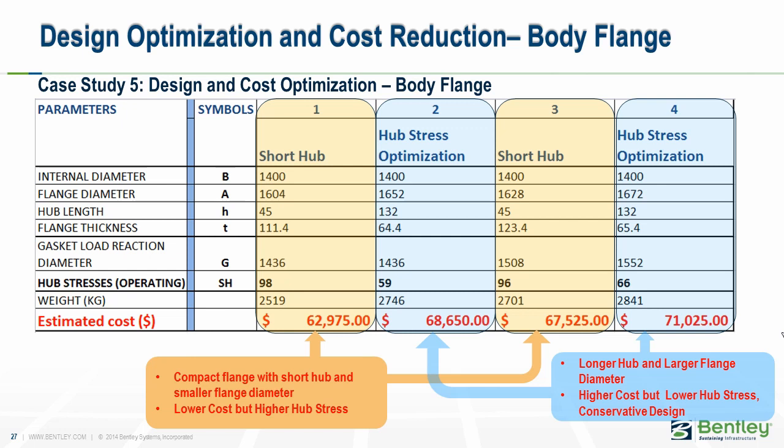Options 1 and 3 result in more compact flanges with smaller hub length and flange diameter, but at the cost of higher hub stress. Hence, the optimization method provides a valuable iterative approach to arrive at the most optimum design based on the cost versus performance criteria.